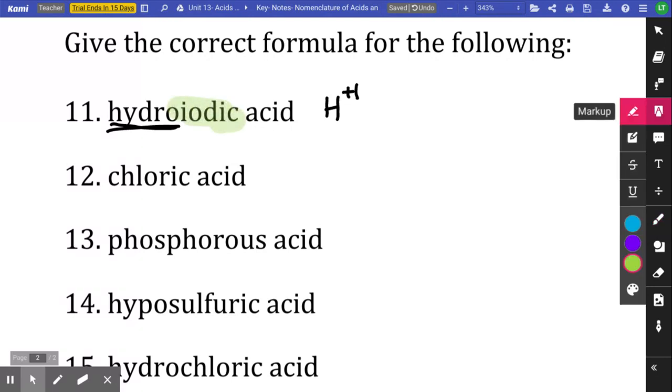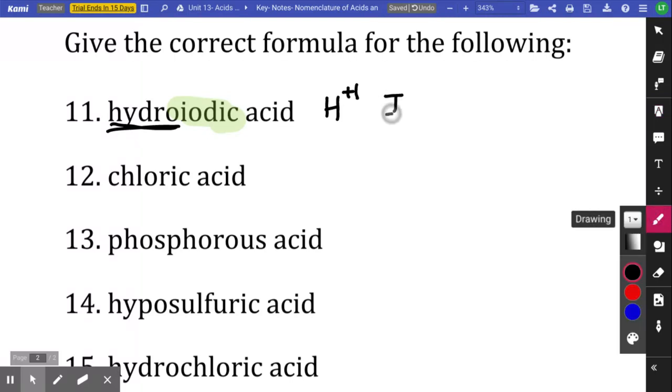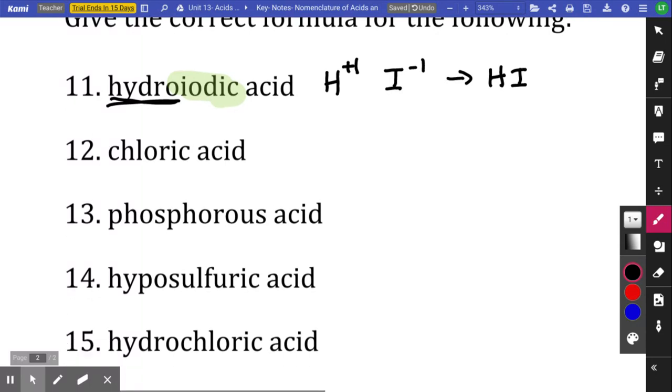And I got that just from right here. I looked at my root, iodic, well, that's going to be iodine. So H and then I. And I is always a -1. So then we'll swap, drop, reduce, and we end up with HI as our first acid there. All right. So then we have chloric acid.